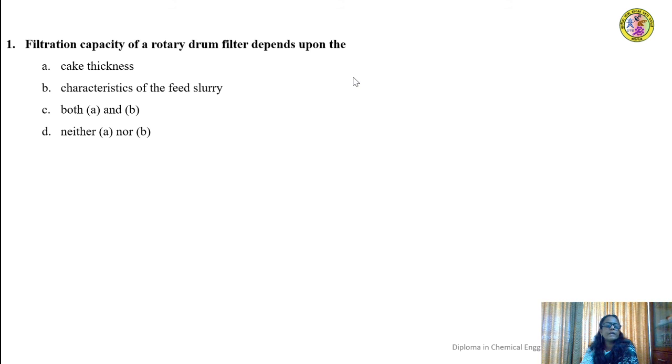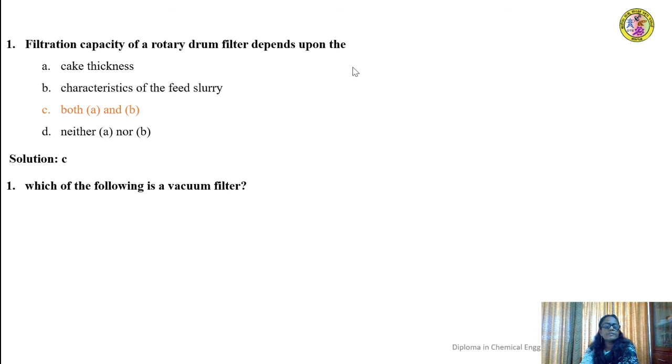Filtration capacity of a rotary drum filter depends upon. So still now we have not taken up the rotary drum filter, but anyway, let us go through the question. Cake thickness, characteristics of the feed slurry, both A and B, neither A nor B. The answer is option C. So filtration capacity in a rotary drum filter depends upon both the cake thickness that is formed during the operation and also the characteristics of the feed slurry.